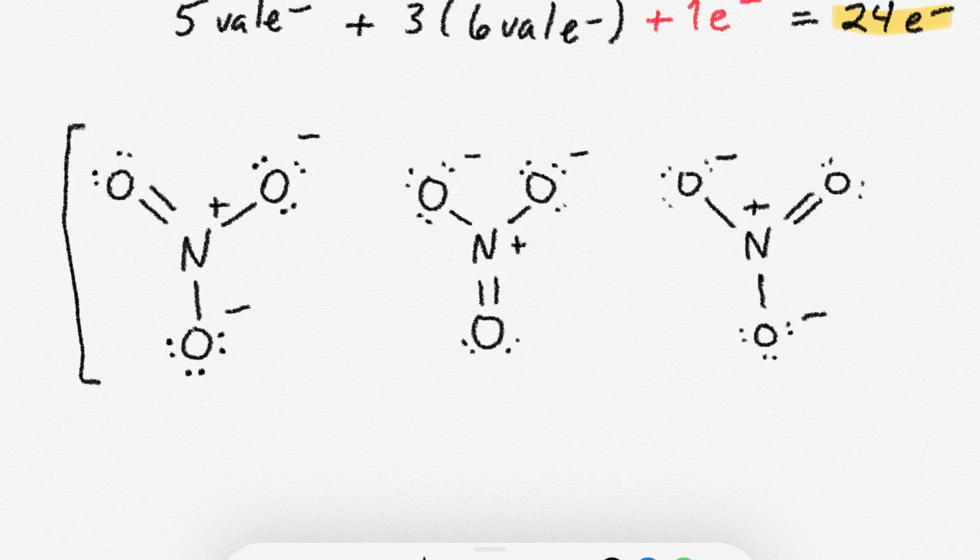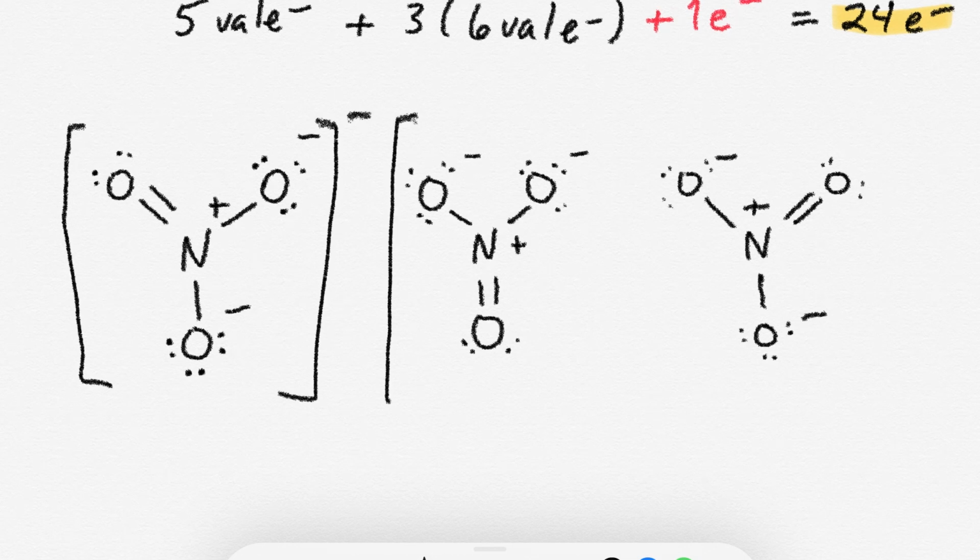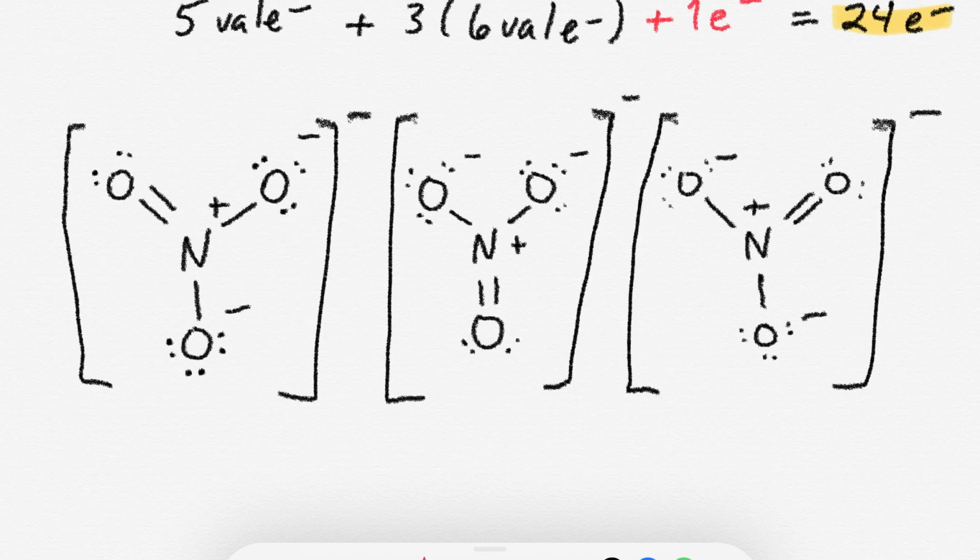Because nitrate is an ion, we do need to enclose it in brackets, and we do need to write its charge. And because these are resonance structures, traditionally we would write a little double-headed arrow in between. And so this would be the formal way of writing the resonance structures for the nitrate ion.